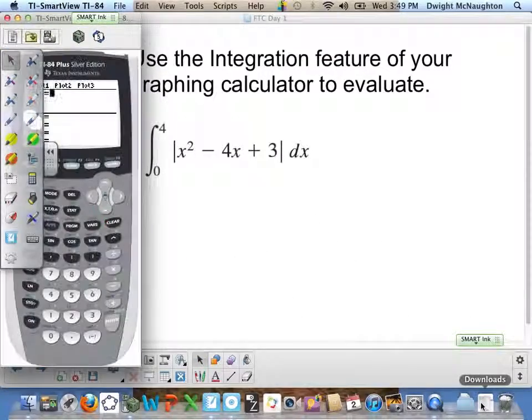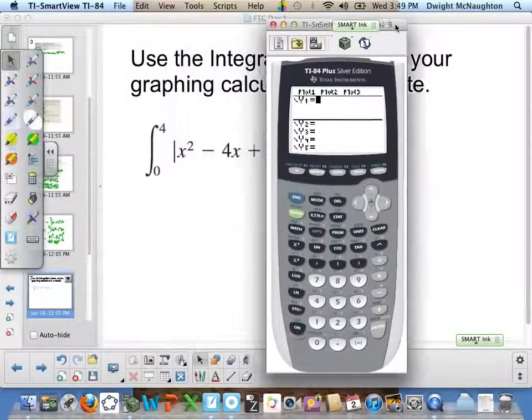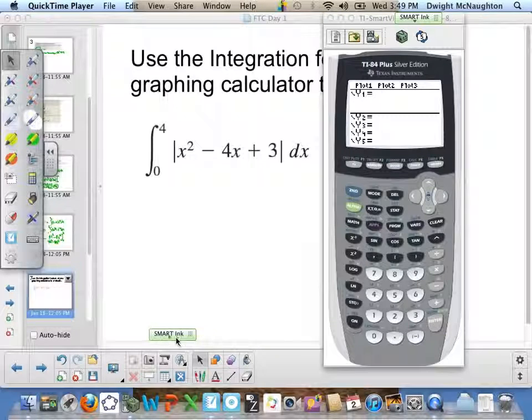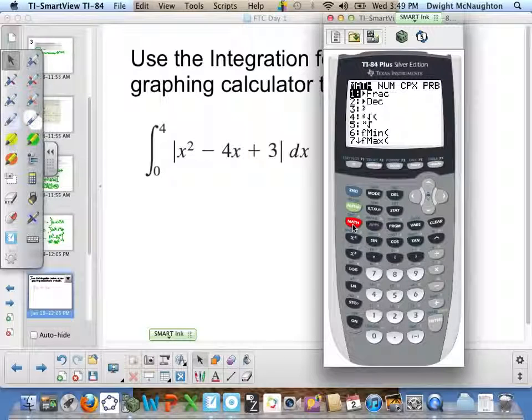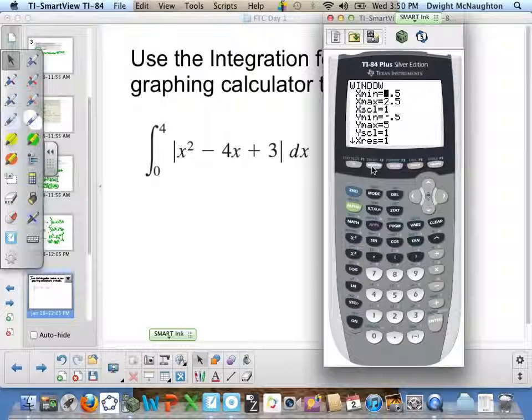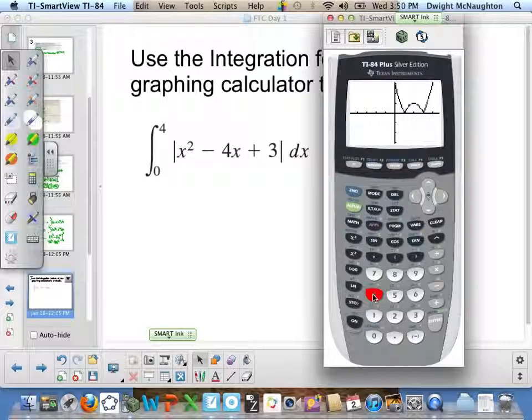The first way is by graphing it. So we'll graph the absolute value of x squared minus 4x plus 3. I'm going to start by entering that into my y1, and this is for the TI-84. Make sure our window is set. I think I'll zoom to a decimal window. That usually covers what we need. Looks pretty good there. And now we want to find the antiderivative from 0 to 4.